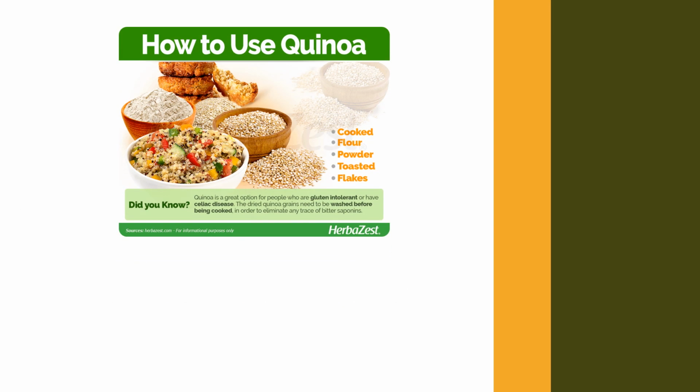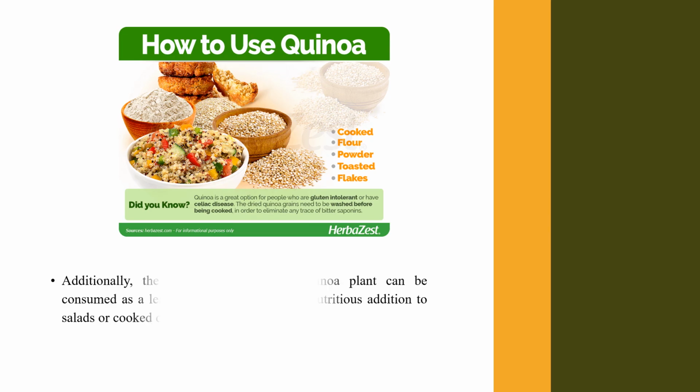So how can we use quinoa? It can be used in various methods, such as it can be cooked, it can be used as flour, it can be used as powder, it can be toasted, and even it can be used as flakes. Additionally, the young leaves of the quinoa plant can be consumed as a leafy vegetable, providing a nutritious addition to salads and dishes. So here you can imagine how quinoa can be consumed in a variety of ways.